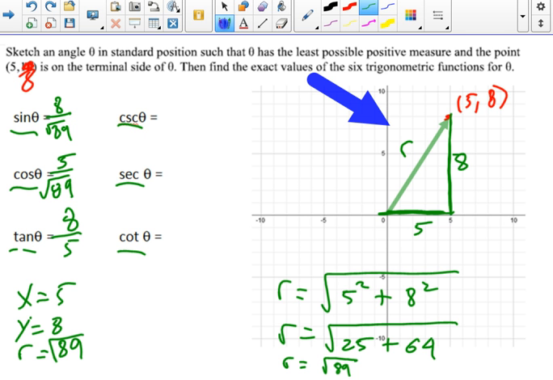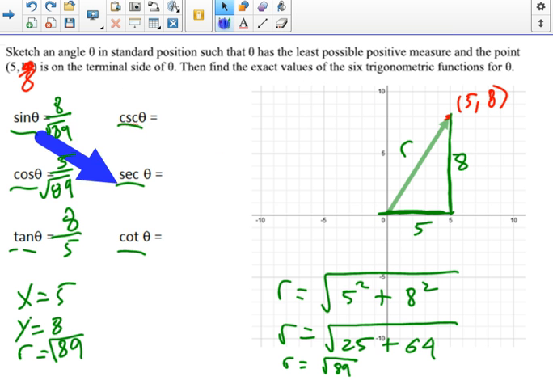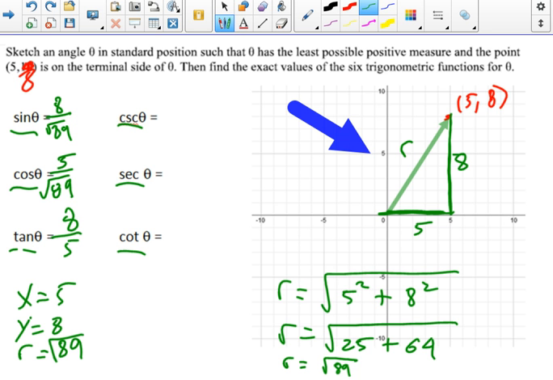And then to find these guys, I've conveniently located them next to their reciprocals. But of course you'd have to know that that's what they are, and you just flip them upside down. So you're going to get the square root of 89 over 8 for the cosecant, the square root of 89 over 5 for the secant, and 5 over 8 for the cotangent. Now, real quickly, let's look at this.